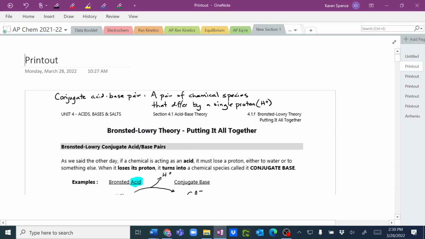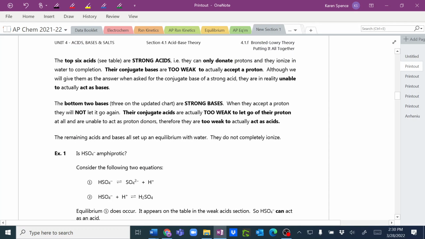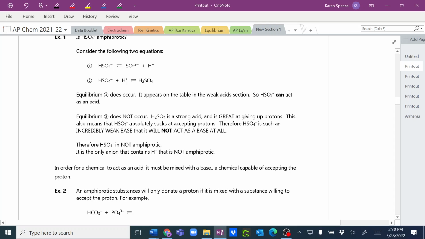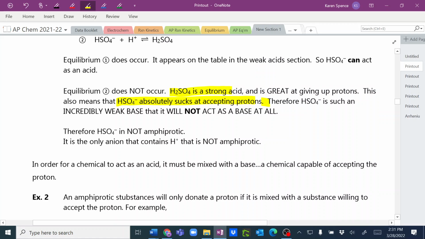Why does it keep going back to the beginning for me? Okay. And I think it basically says that there. Equilibrium 1 does occur. Equilibrium 2 does not occur because H2SO4 is a strong acid. And so HSO4 absolutely sucks at accepting protons. It is an incredibly weak base. It will not act as a base at all, so it is not amphiprotic.